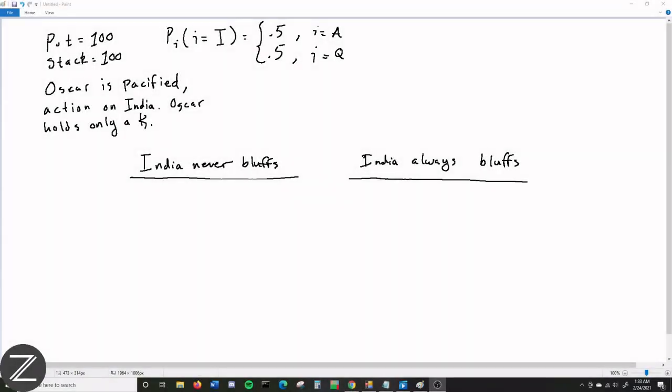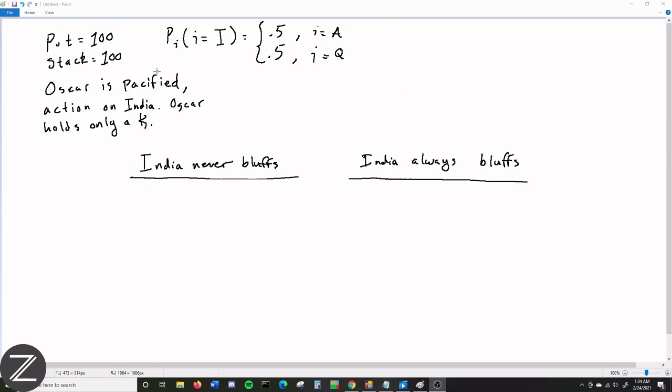Okay, now we're going to discuss a toy game that demonstrates a few scenarios related to Nash equilibriums and how playing a balanced or unbalanced strategy can open you up to getting exploited or help you avoid being exploited. So in this game, there are two players, Oscar and India. Both players hold exactly one card. Oscar, the out of position player, holds exactly a king, and India holds either an ace or a queen. India is equally distributed between an ace or a queen.